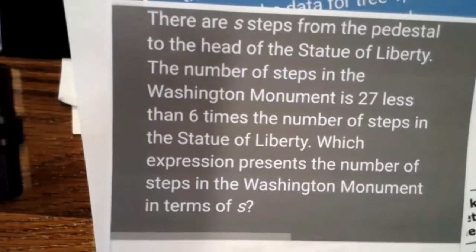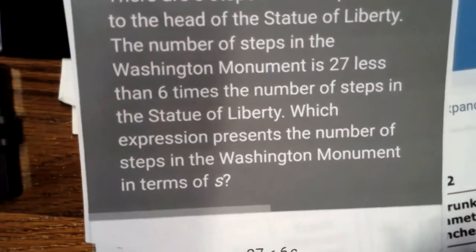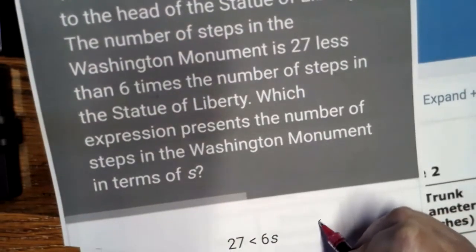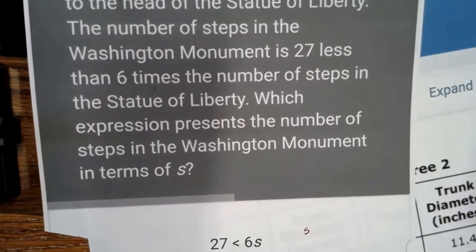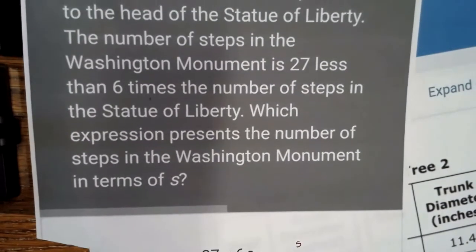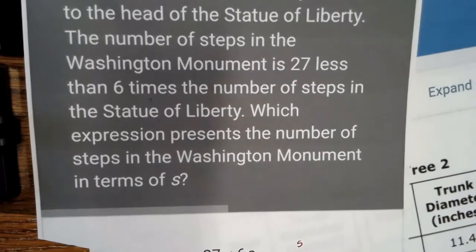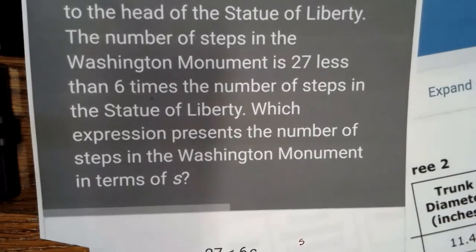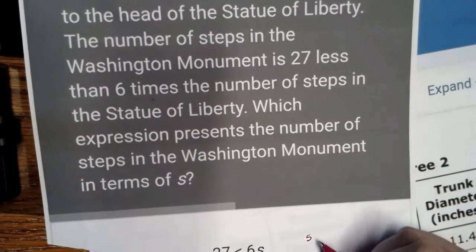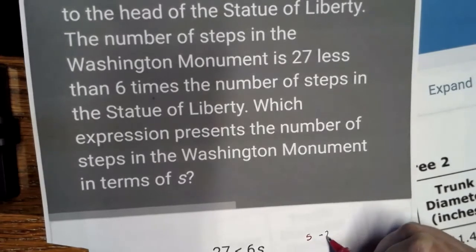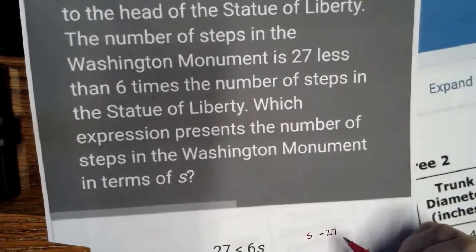So we've got S steps for the Statue of Liberty. And the number of steps in the Washington Monument is 27 less. So there's going to be a negative 27 or a minus 27.